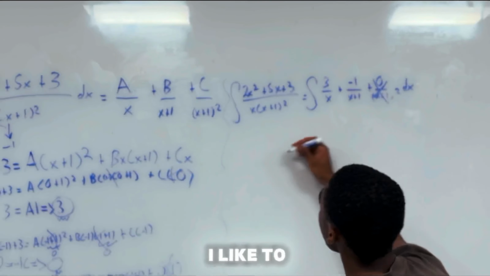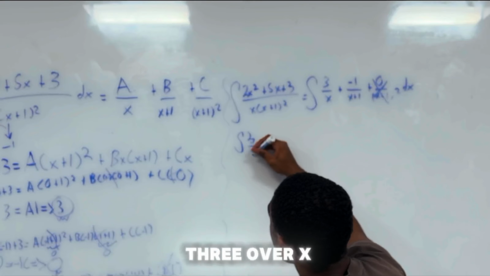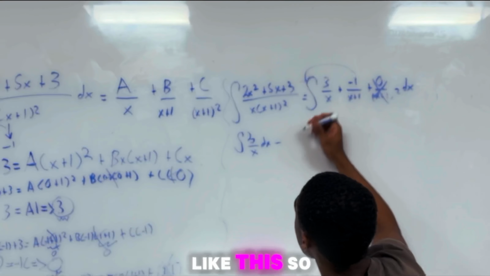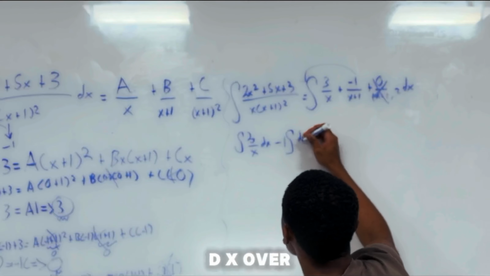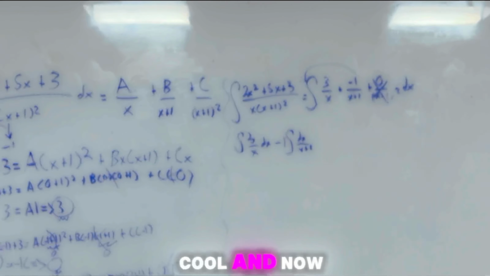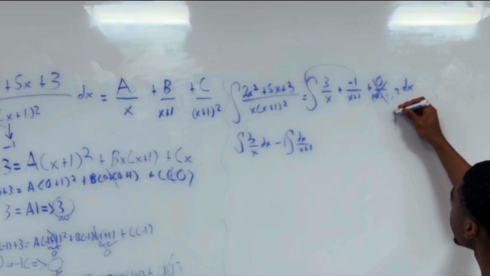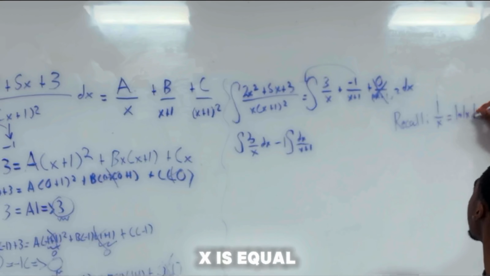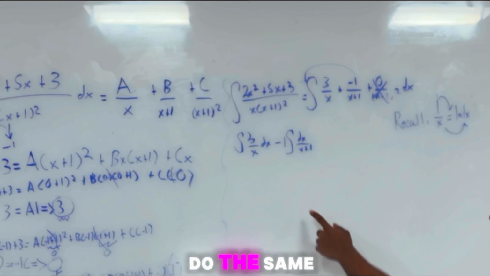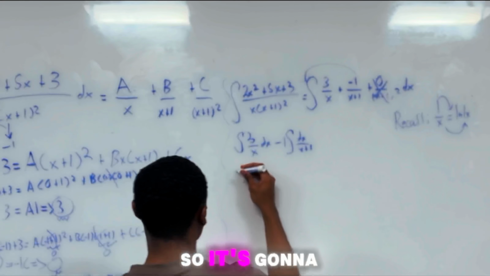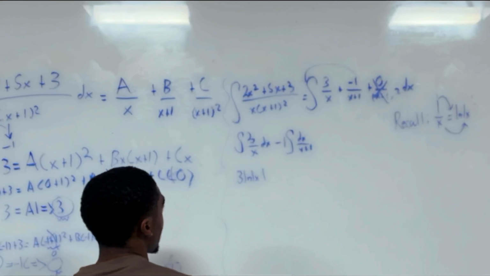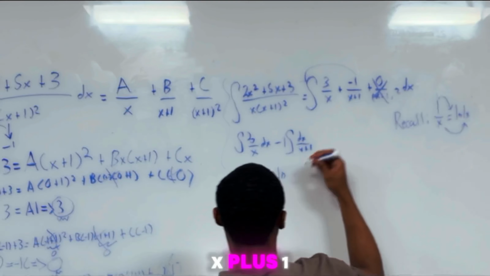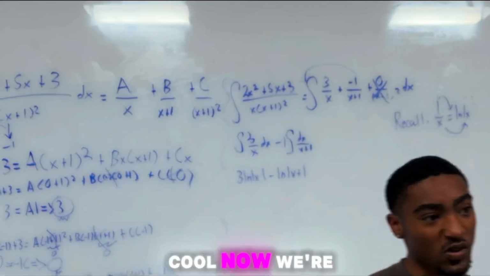And now what I'd like to do is split these guys up. So we have 3 over x dx minus, this guy comes before the integral sign, so just imagine there's a negative 1 here. So we get dx over x plus 1. Cool. And now, if you recall that 1 over x integrates to ln of absolute value of x. 1 comes right here, x goes right here. Do the same thing with these right here. So it's going to be 3 ln of x, right? 3 came right here, x went right here, minus ln, negative 1 went right here, x plus 1 goes in between. Cool, now we're almost done, but not quite yet.